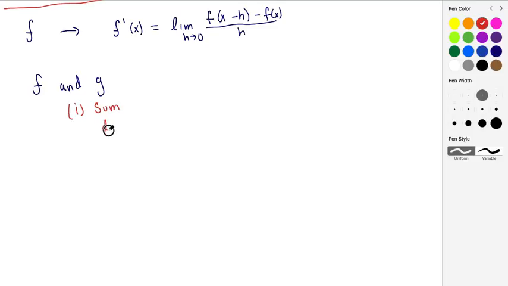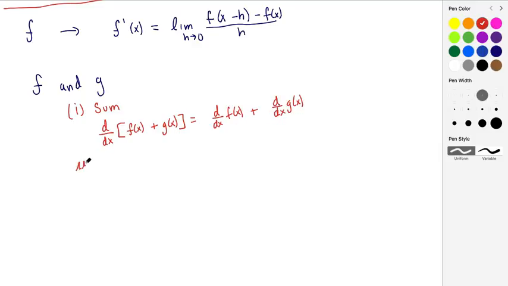So we're going to write that as d over dx, the derivative with respect to x of the function f of x plus g of x. The derivative of that is just going to be the derivative with respect to x of f of x plus the derivative with respect to x of g of x. So if you have two functions that are being added and you take the derivative, you can just take the derivative of those functions separately.